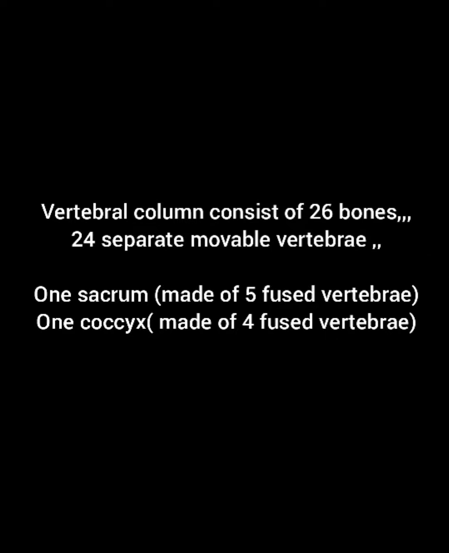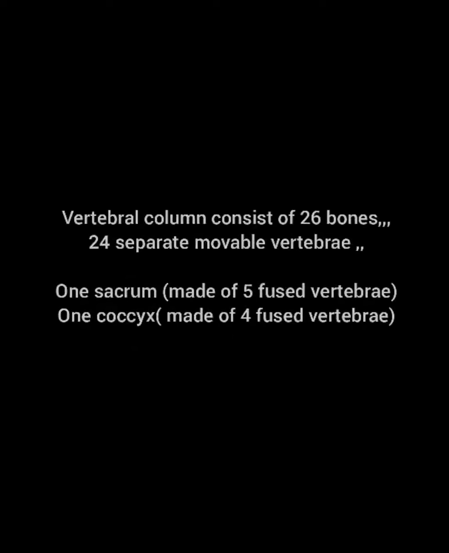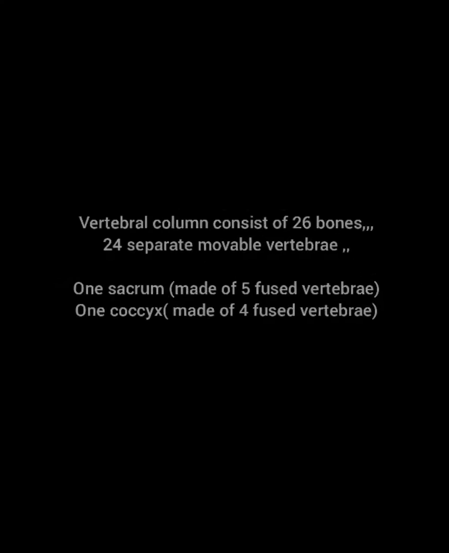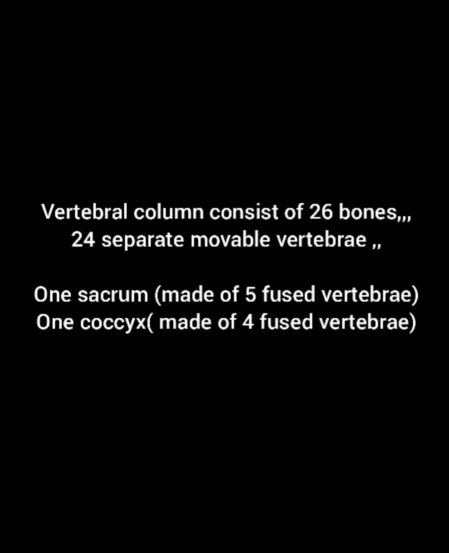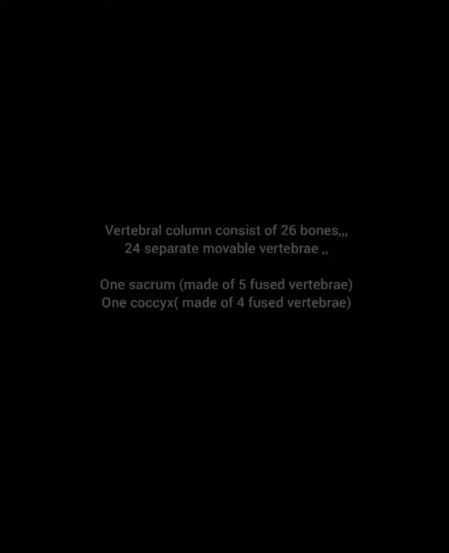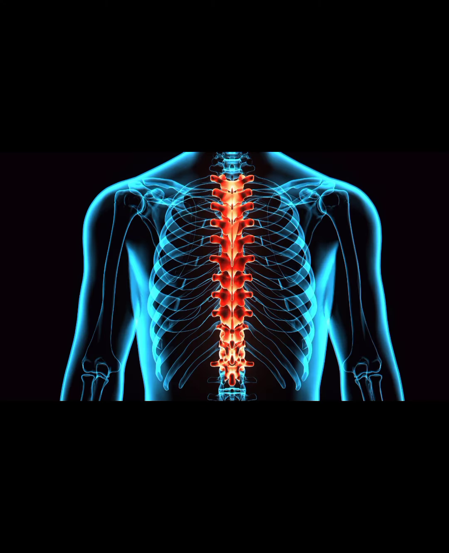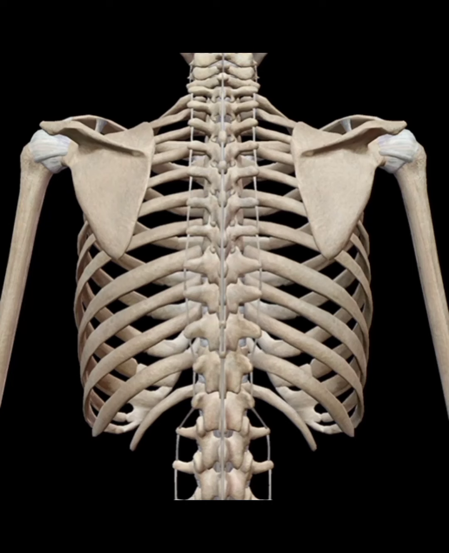Okay, 24 separate movable vertebrae, one sacrum made of 5 fused vertebrae, and one coccyx made of 4 fused vertebrae. So the sacrum is made of 5 fused vertebrae, and 4 fused vertebrae also make up the coccyx. So the vertebral column consists of 26 bones. Okay, and now the thoracic cage.